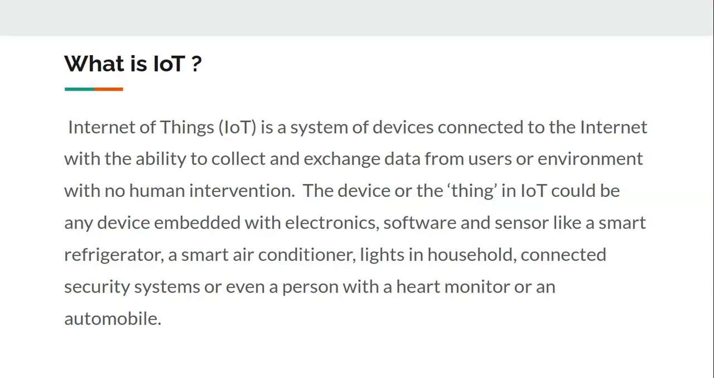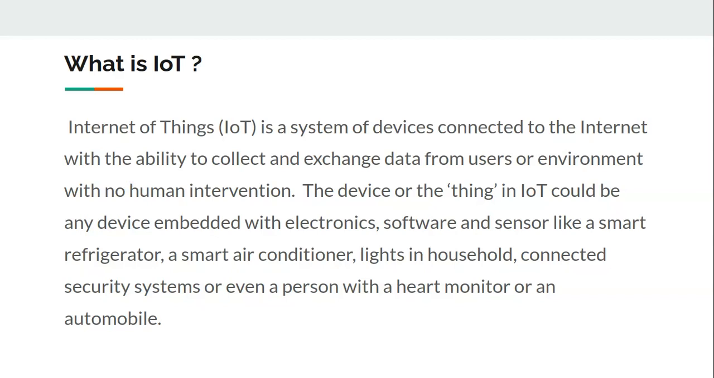The device or the thing in IoT could be any device embedded with electronic software and sensors, like a smart refrigerator, a smart air conditioner, lights in a household, connected security systems, or even a person with a heart monitor or an automobile.